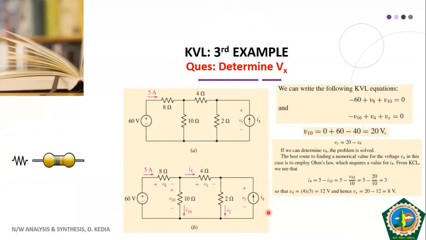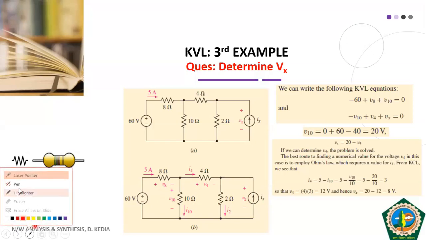What we have done is indicated the voltages across each branch. The voltage across 8 ohm is V8, across 10 ohm is V10, then across 4 ohm is V4. Then we have assumed the voltage Vx across the current source, that is your Ix. So let us write KVL equations. First we will write the KVL equation for loop 1.